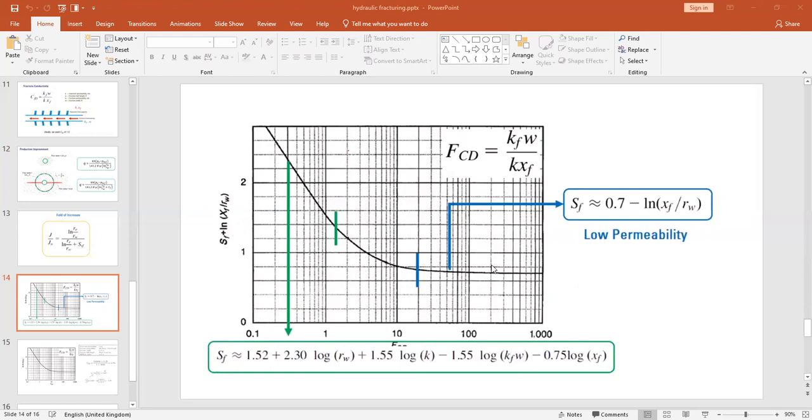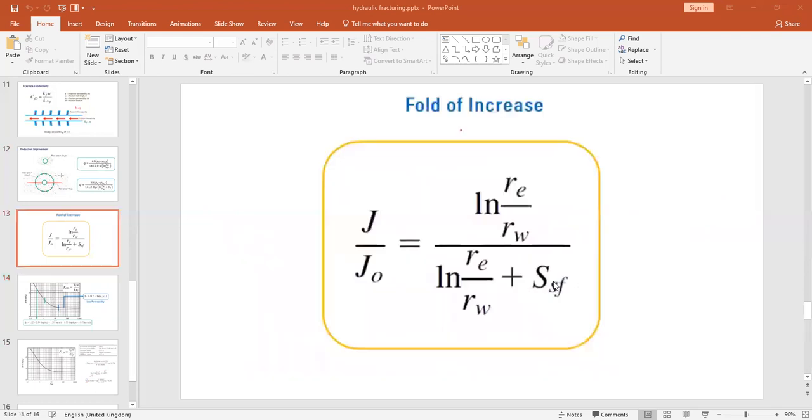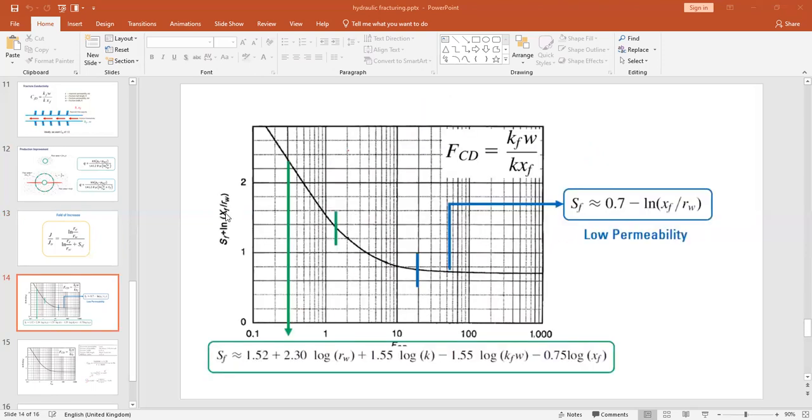That means the y-axis is this parameter. But this RE is not the reservoir radius, it is the fracture half length, because we are analyzing it from the reservoir to the end of the fracture. So it represents the reservoir radius at that point.